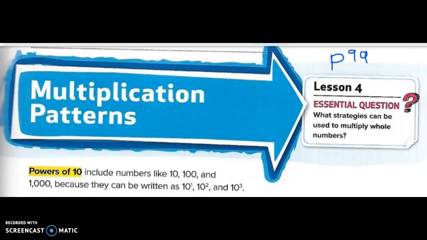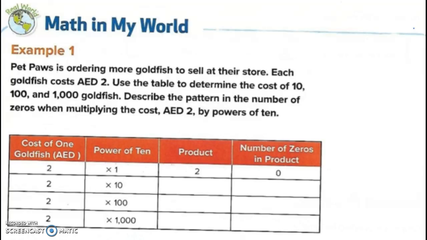Let's investigate. Let's have a look at example 1. Pet Paws is ordering more goldfish to sell at their store. Each goldfish costs 2 dirham. Use the table to determine the cost of 10, 100 and 1,000 goldfish. Describe the pattern in the number of zeros when multiplying the cost 2 dirham by powers of 10.